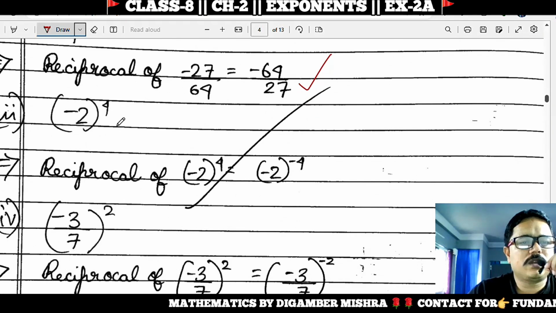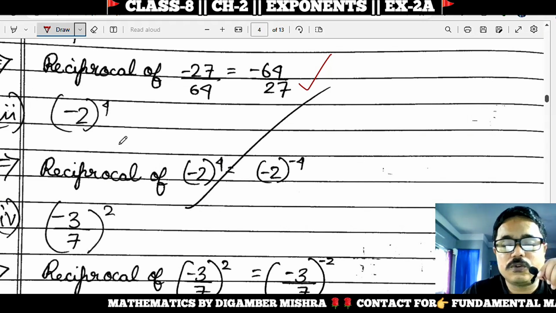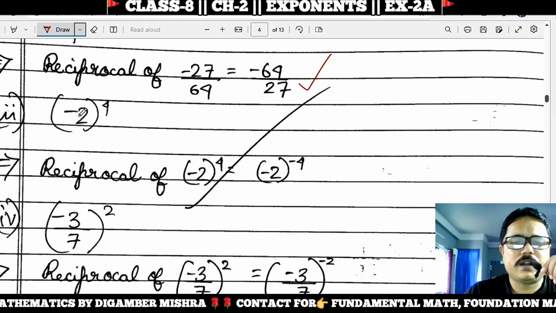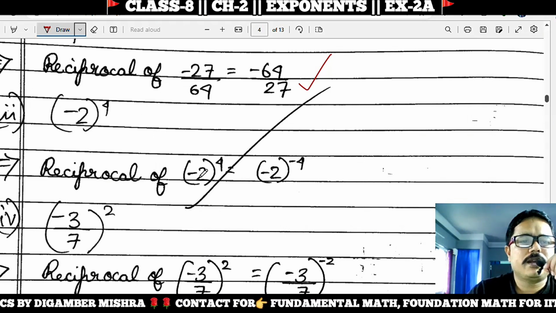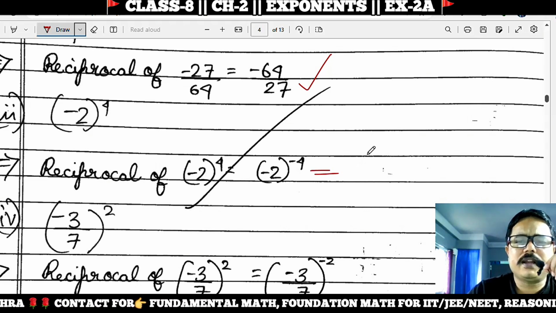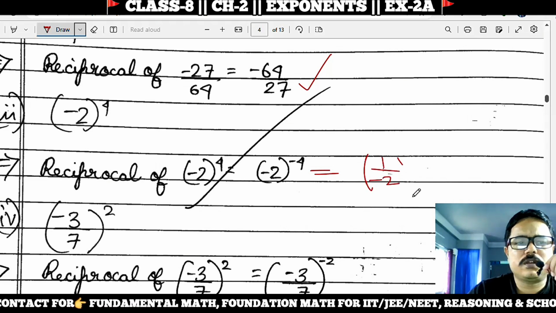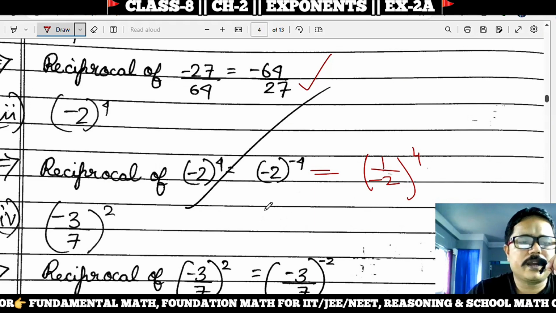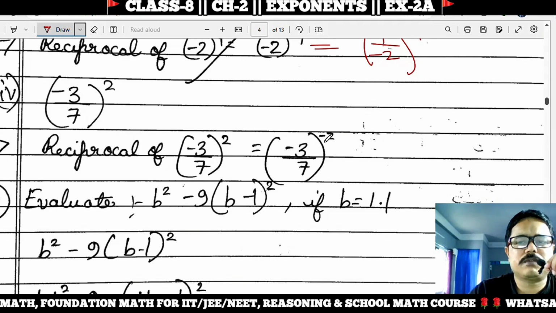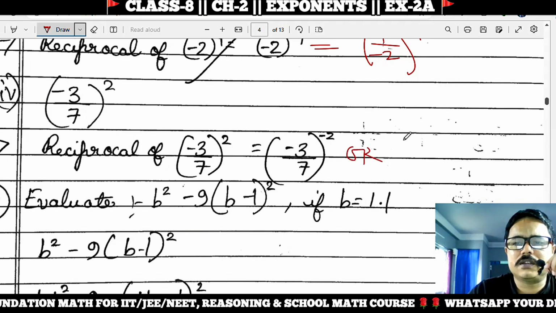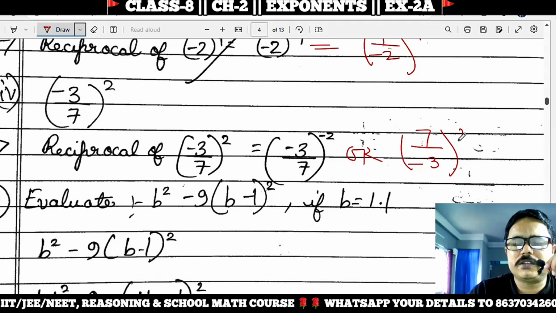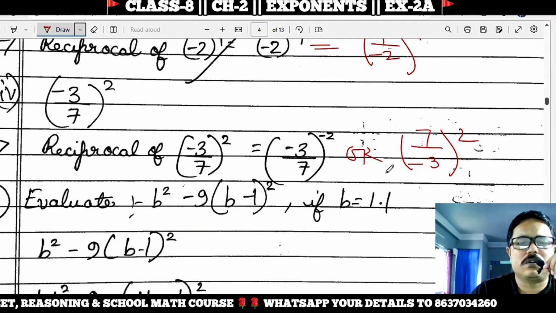Minus 2 to the power 4, so this I have actually told you now, either you change the sign of the power or you change the base. Only one thing you can do, you will not do both the things. So minus 2 to the power 4 becomes minus 2 to the power minus 4, this is right. Or you may write here 1 upon minus 2 to the power 4. So either this or this, okay. Minus 3 by 7 to the power 2, so the reciprocal of this is minus 3 by 7 to the power minus 2. So either this answer, or if you change the base, 7 upon minus 3, then you will not change the sign of the power. So either this or this.